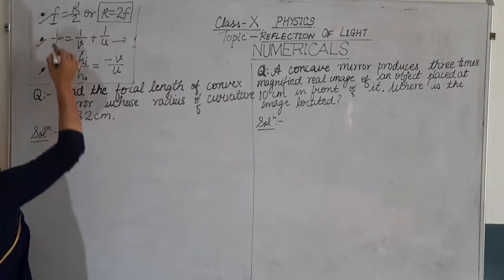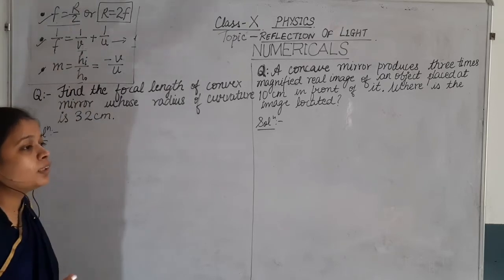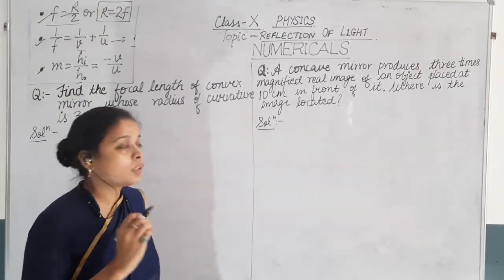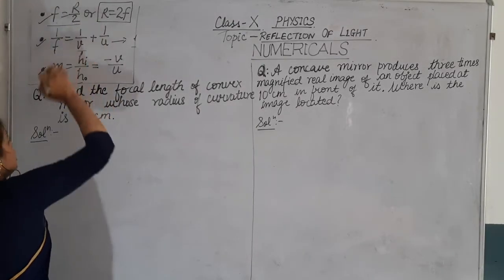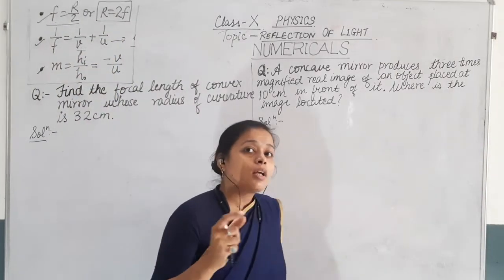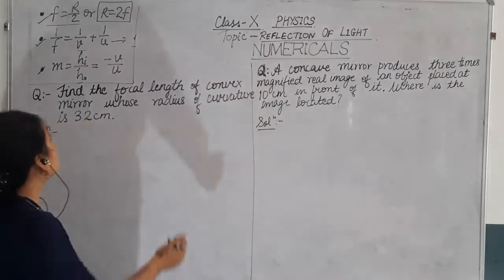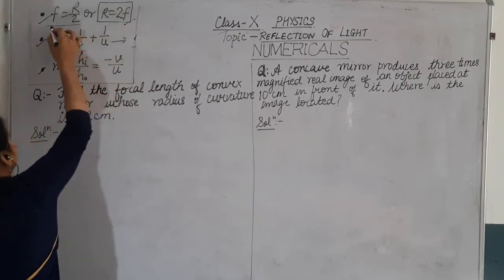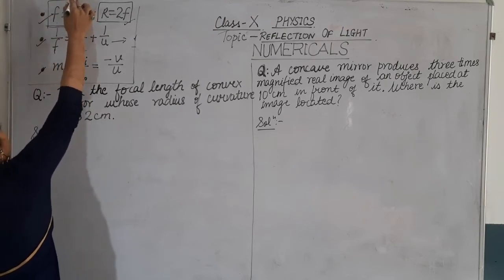The first relation is for finding the focal length. As you know, focal length is the length between the pole and the focus of the mirror. So that is written as radius of curvature by 2, f = R/2. Here R is the radius of curvature, which is the distance between the pole and the center of curvature. So for finding out radius of curvature we will use this relation, and for finding out focal length we will use this particular relation.